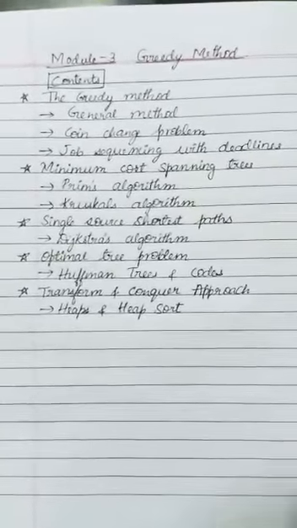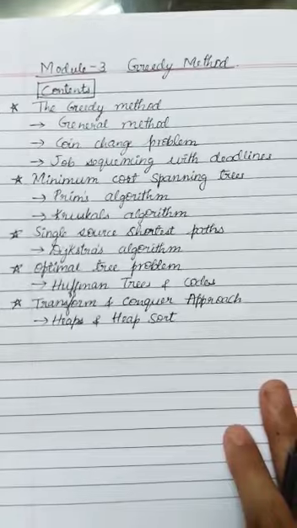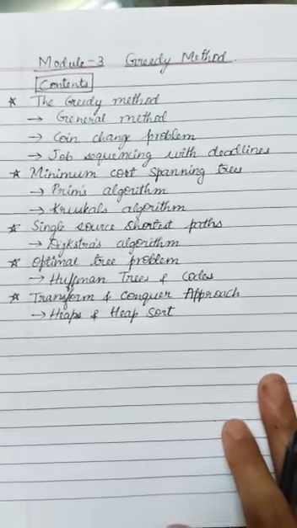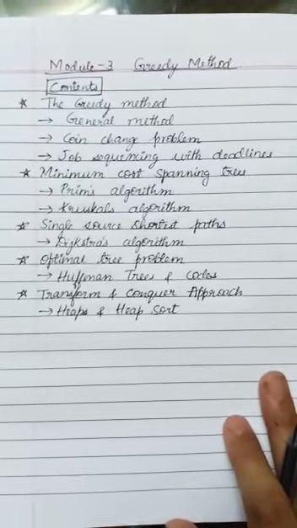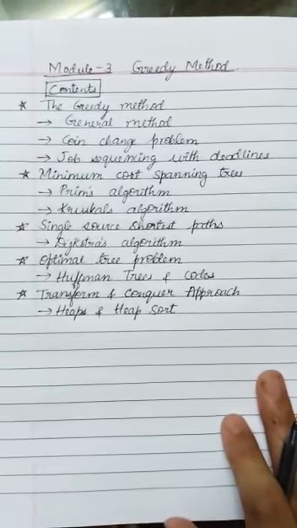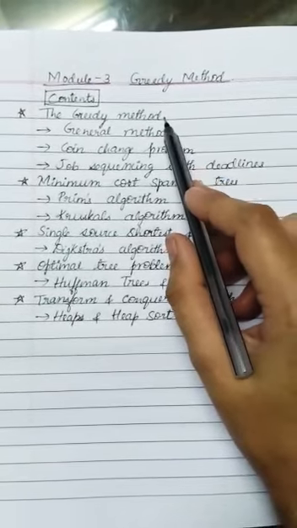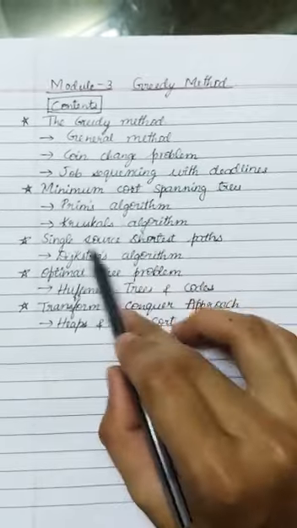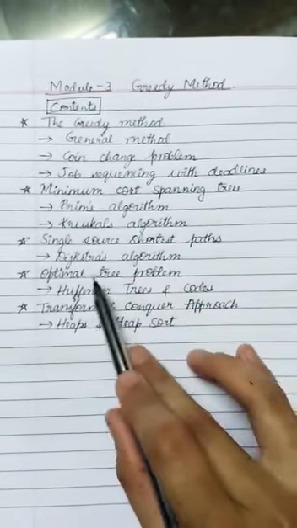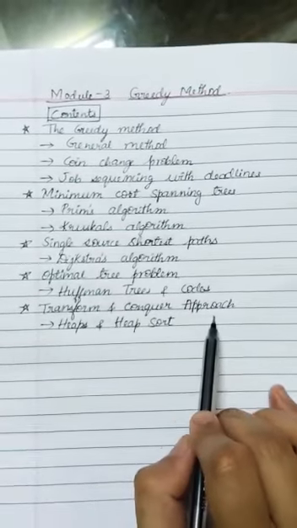Hello students, today we will discuss module 3 of the subject Design and Analysis of Algorithms, and the name of the module is Greedy Method. The contents of module 3 are five main topics: the greedy method, minimum cost spanning trees, single source shortest paths, optimal tree problem, and transform and conquer approach.